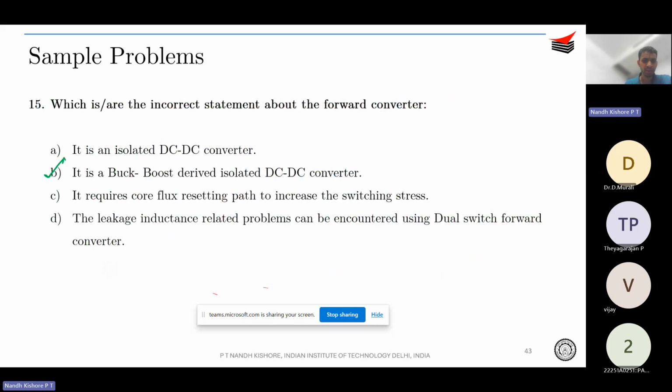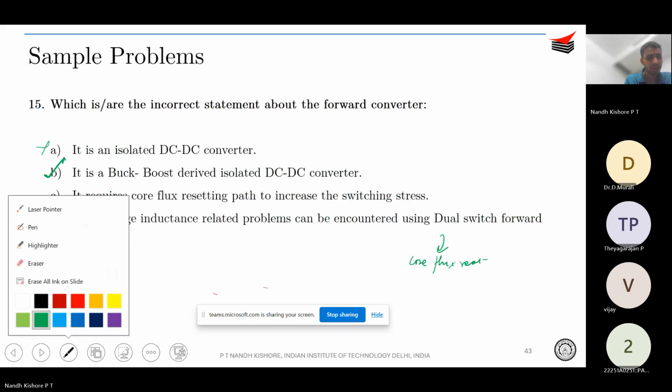The leakage inductance related problems can be encountered using dual switch forward converter. Okay, so dual switch forward converter is for core flux resetting, not for leakage inductance. So it's for core flux reset. So this is not the answer. And of course, it's an isolated DC-DC converter, so this is not the answer. I'm sorry. So leakage inductance related problems can be, yeah, okay.